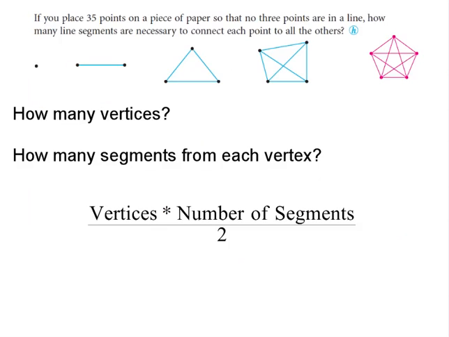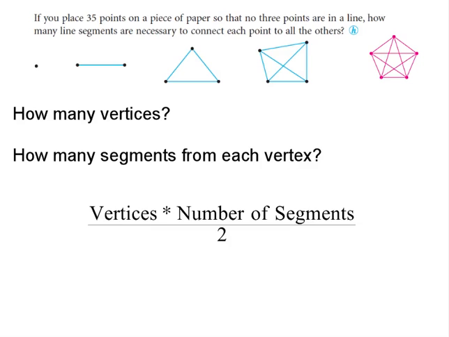This says, if you place 35 points on a piece of paper so that no 3 points are in a line, how many line segments are necessary to connect each point to all the others? Okay, so the first 2 are the exact same thing that Stephanie and Aaron were talking about. I went ahead and threw in the 5th one.